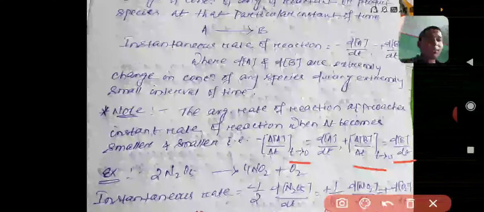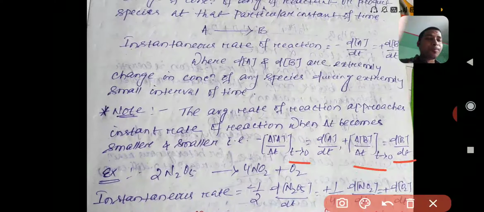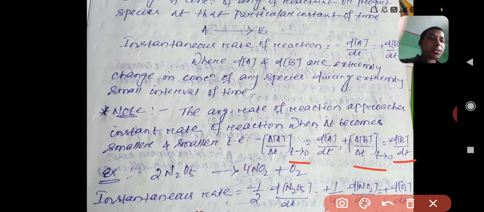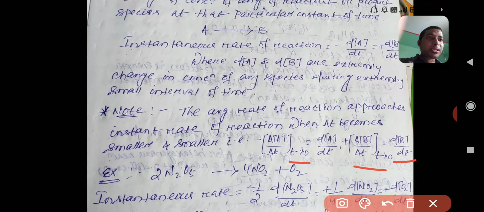So for example, two molecules of dinitrogen pentoxide when decomposed form nitrogen dioxide and oxygen, and the instantaneous rate is written as minus 1 by 2, why minus 1 by 2? Because the concentration of reactant is again decreasing. d concentration of N2O5 by dt, because we are writing it for instantaneous rate, is equal to plus 1 by 4 d concentration of NO2 by dt is equal to plus dO2 by dt. So this is an example for instantaneous rate.